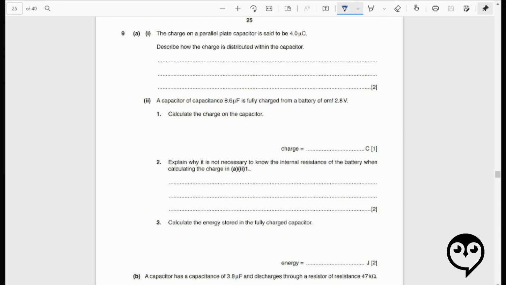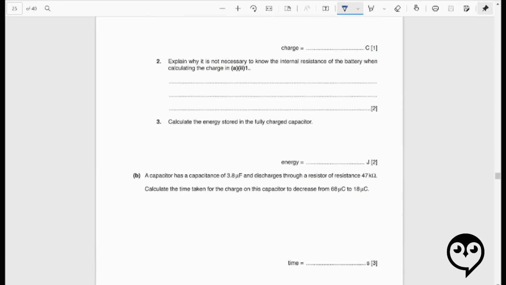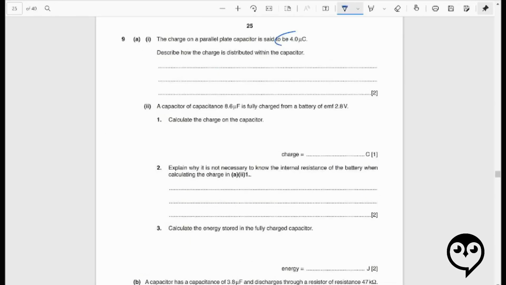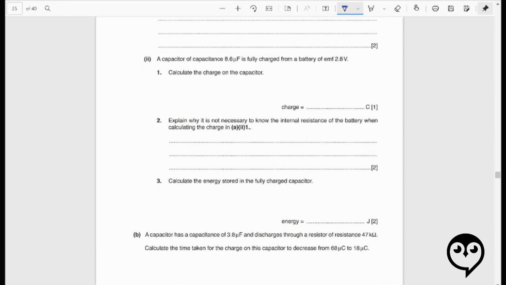Calculate the charge. Yeah, we know. We can quickly go through some of these. What are they asking here? Explain why it's necessary to know the internal resistance of the battery when calculating the charge.